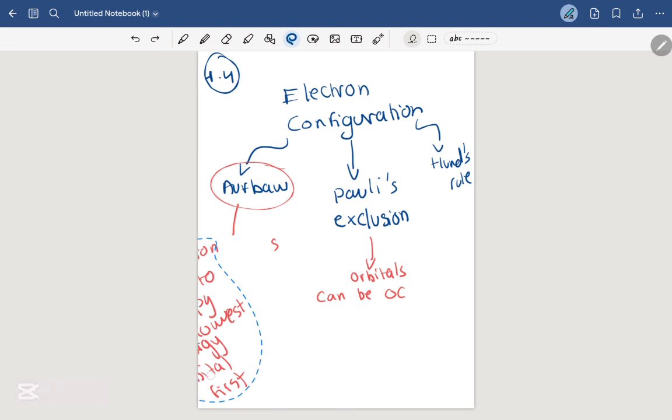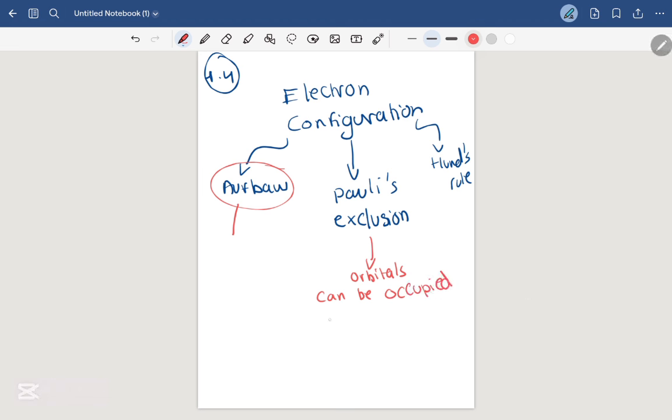Then, what's the second rule? The second rule is that Pauli's exclusion rule is that orbitals can be occupied with a maximum of 2 opposite spin electrons. Okay?